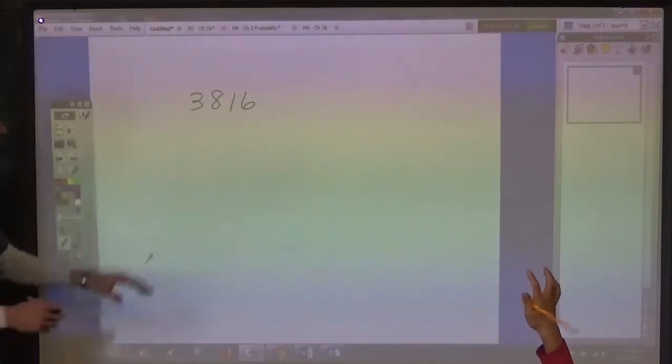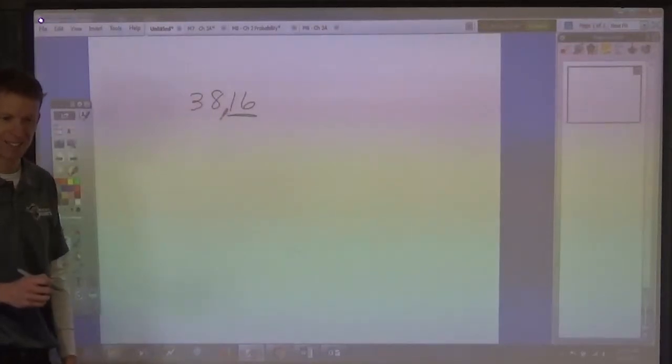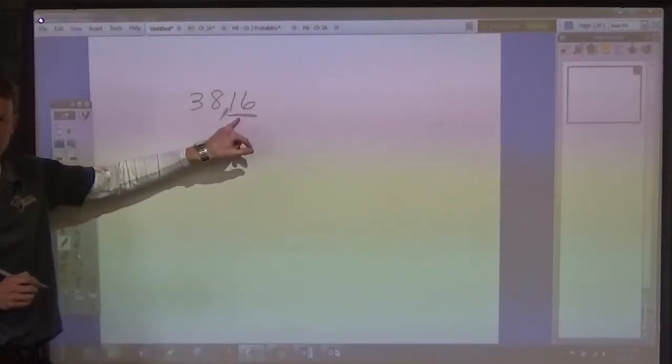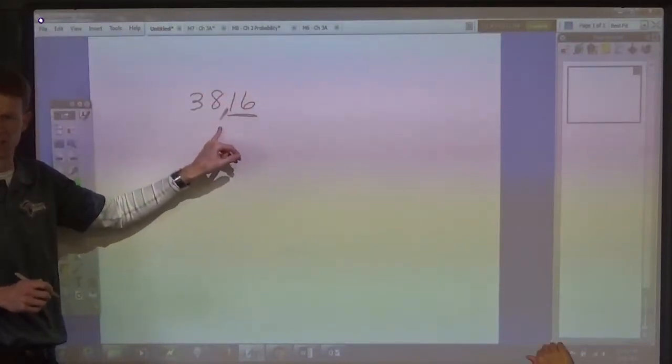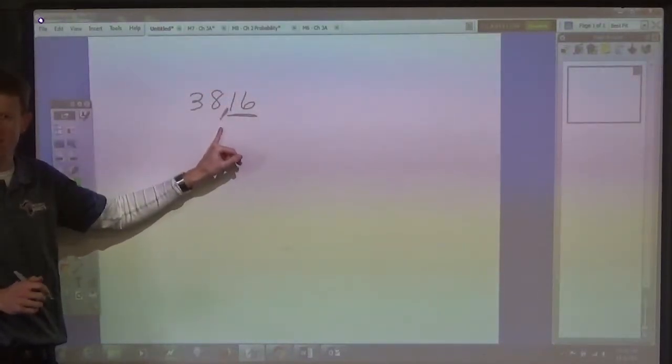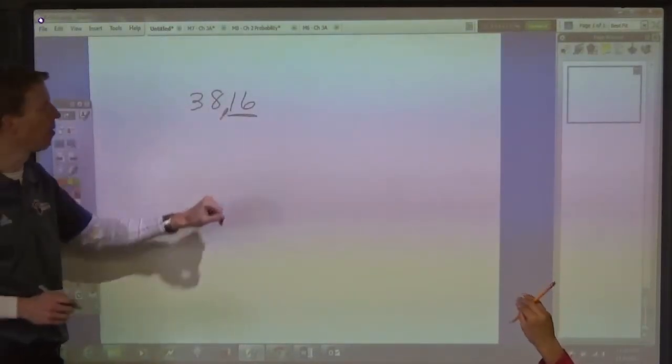Tyler? Yes, because 16 is a multiple of 4. So this whole number is divisible by 4. Okay? You need to check the last 2 digits to see if it's divisible by 4. Okay? How about this one?